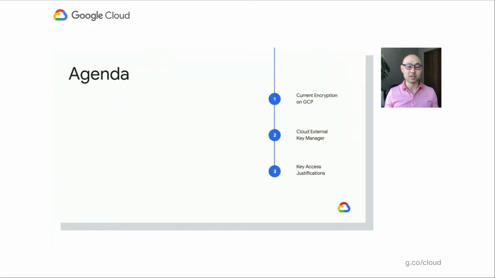So in this talk, we'll have three primary sections. First, we'll talk about the current encryption that's in GCP, and then followed by more of an in-depth discussion around Cloud External Key Manager. And then after that, I'll turn over to Joseph, who's going to talk a little bit more about the key access justification product with you. To start off with, let's talk about the current encryption in GCP.